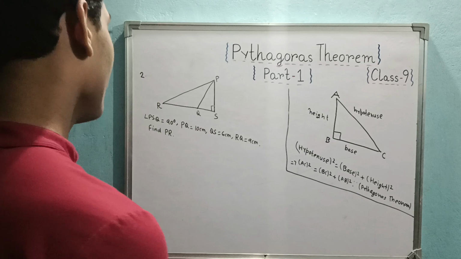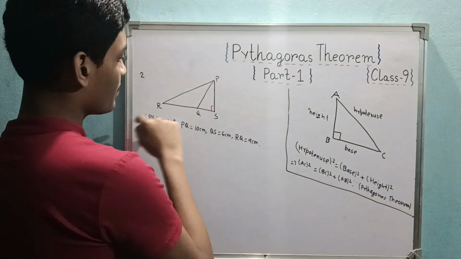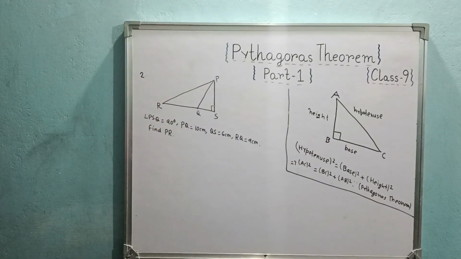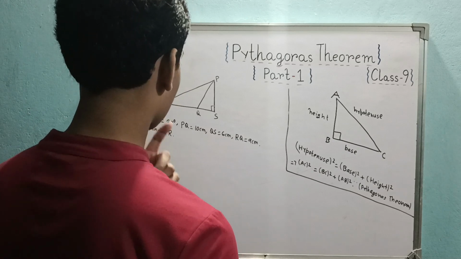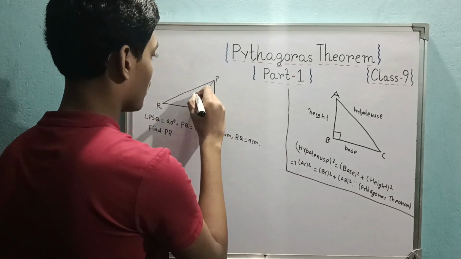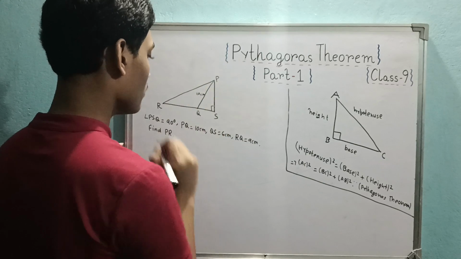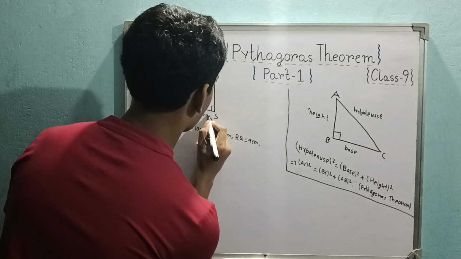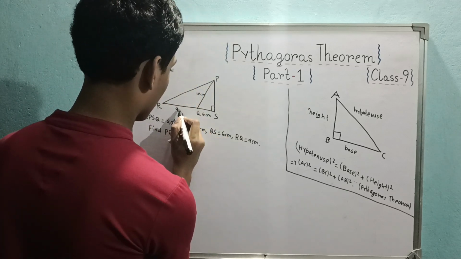So see, if you observe carefully, it has two right angle triangles, PQS and PRS. So what I can do here is see what are the things given to us. PQ is 10 centimeter. We write here 10 cm. QS is 6 centimeter. RQ is 9 centimeter.